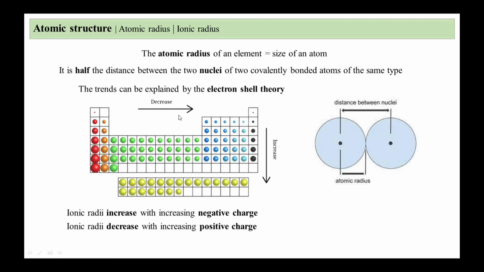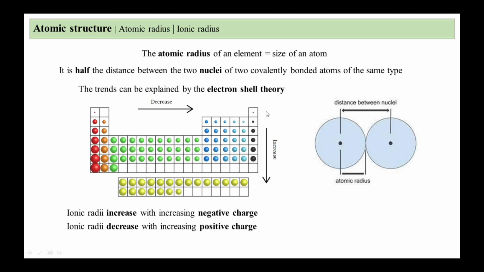This can be explained by the fact that going across a period, we are increasing the number of protons, which means that we are increasing the positive charge in the nucleus. At the same time, the added electrons are added to the same energy level, which means the same shell. This fact will increase the attractive forces between the nucleus and the added electrons. So the atomic radius will decrease.